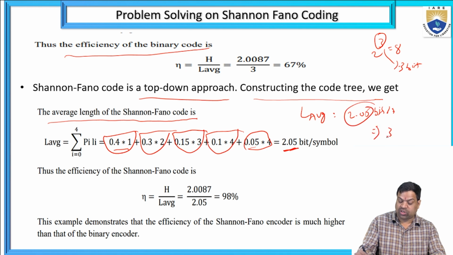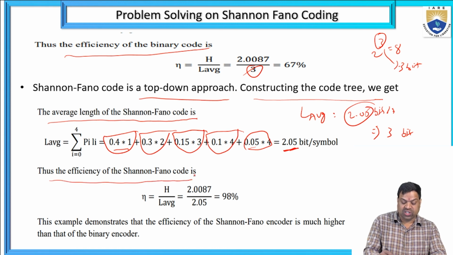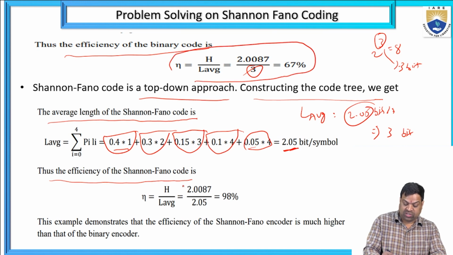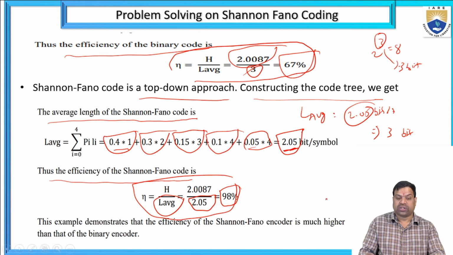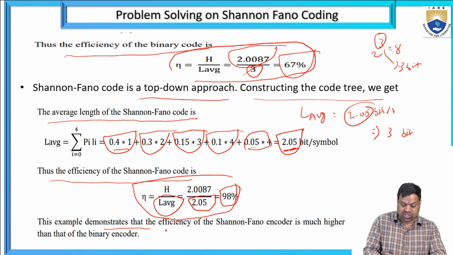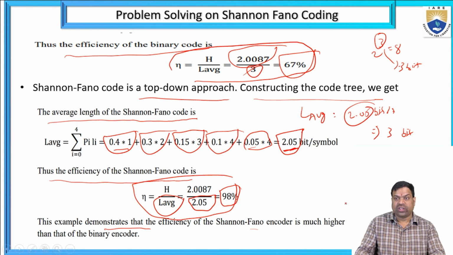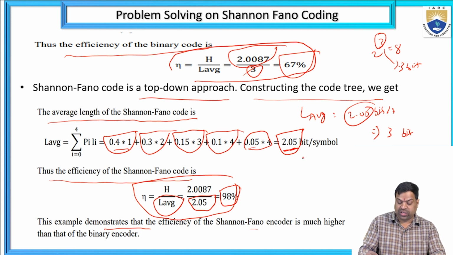So 2.05, in round figure, is around 3 bits per symbol. We already took 3 bits. So the efficiency of the Shannon Fano coding is efficiency nu equal to H by L average. Here H is 2.0087, which we already know, divided by L average 2.05, which we already got. So it is 98%. Previously we got 67%. Now I got 98%. So it demonstrates the efficiency of the Shannon Fano encoder is much higher than that of the binary coding.